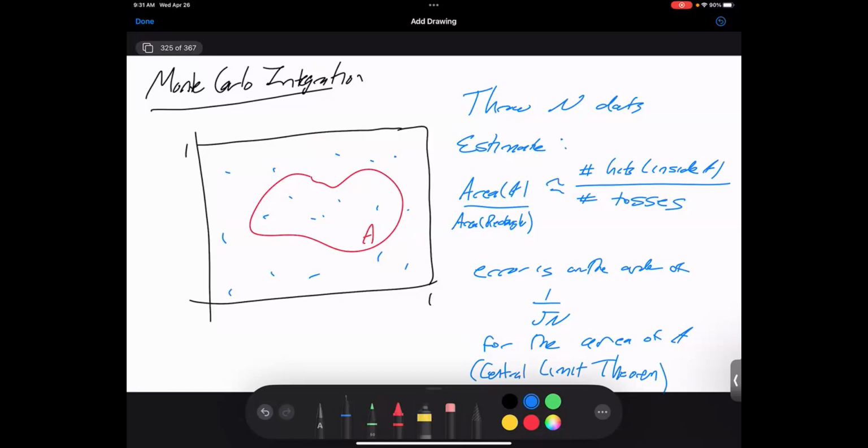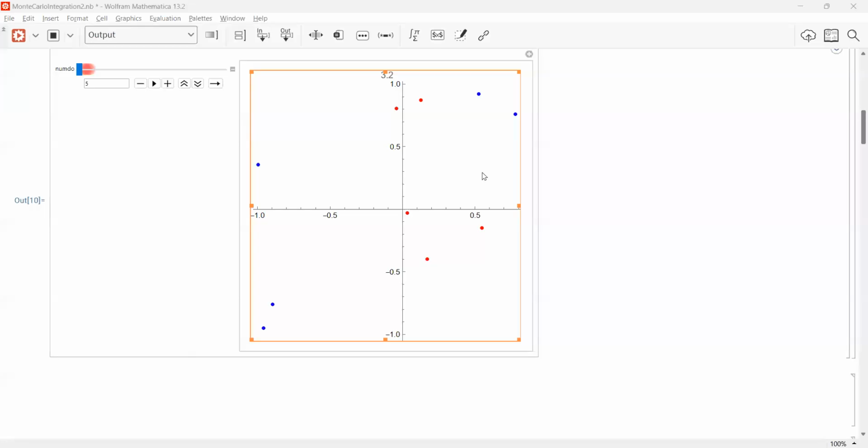Okay. Let's do an example. Hopefully people can see this. So what I've done is I have a region. I've chosen a couple of points. The red points are inside the region, the blue points are outside the region. Anybody want to guess what region it is? Or do we not have enough data?